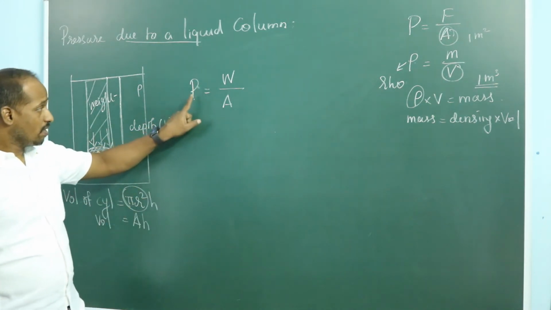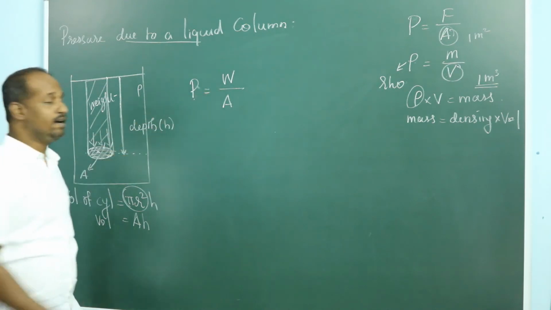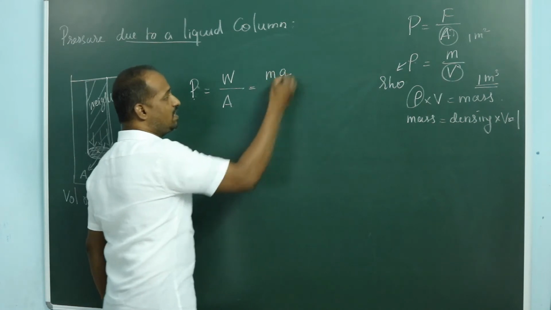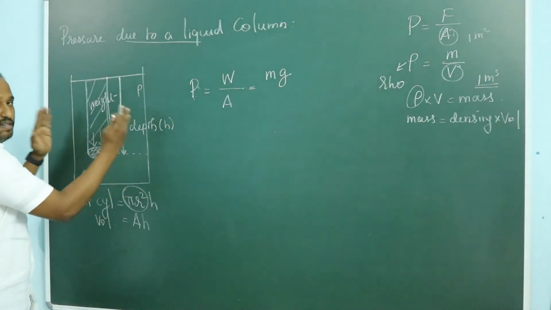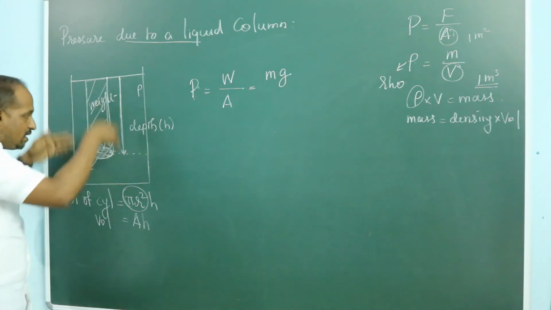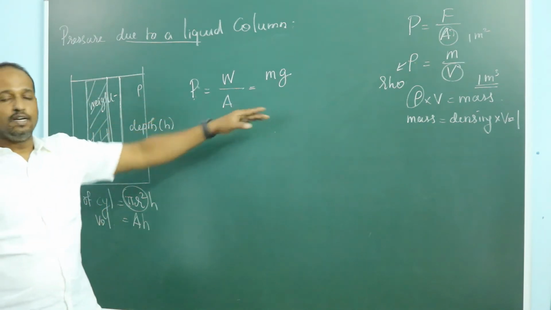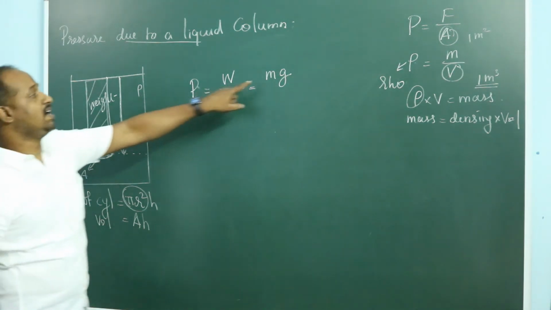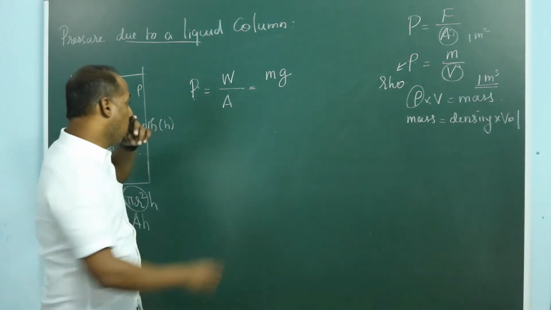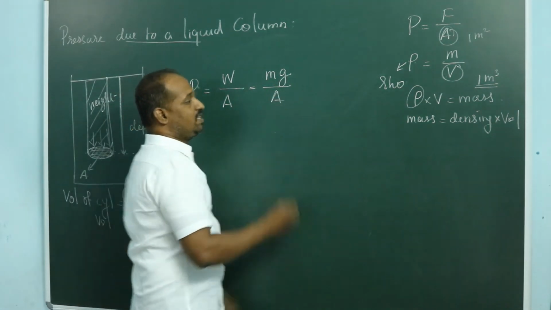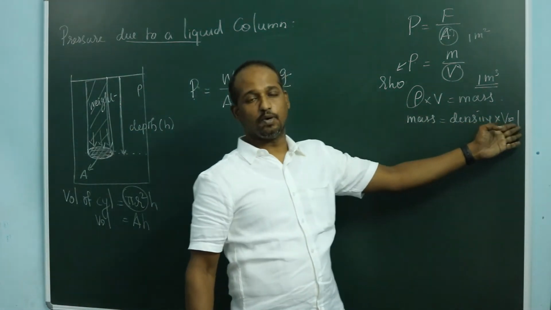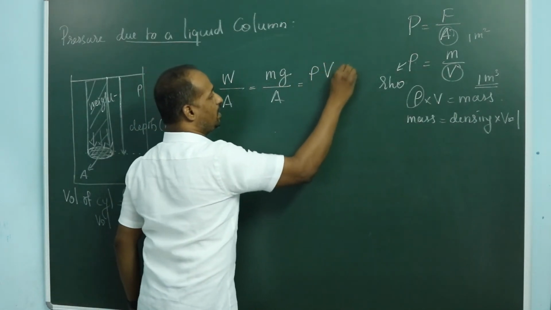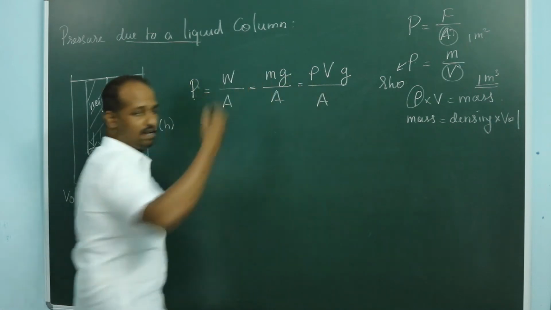Here pressure is weight of the liquid by area. In our first discussion about weight, we said that weight is nothing but the product of mass and gravity. Wherever you keep this vessel, the gravity at this point, let us say g, then the weight of this liquid column on this surface is mass into gravity, divided by area. Mass is the product of density into volume. We'll write this as density into volume into gravity by area.